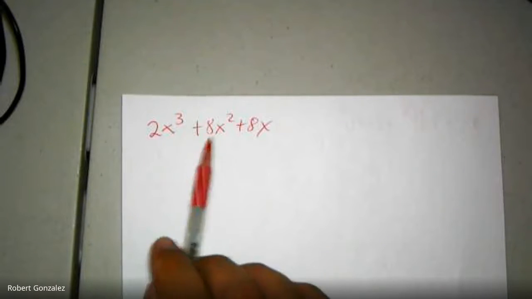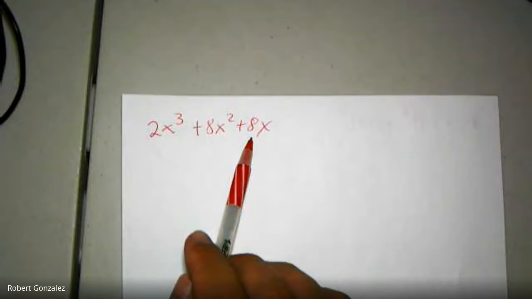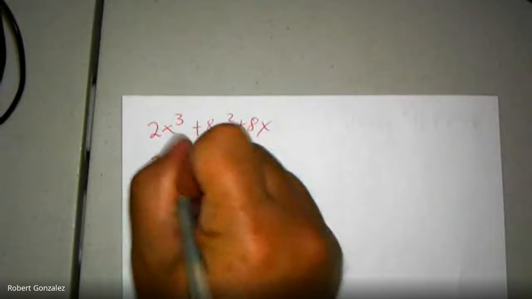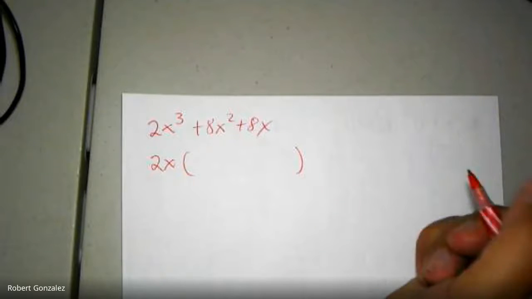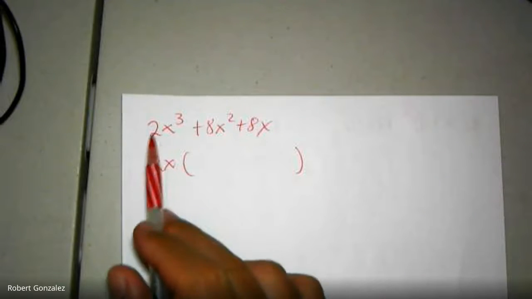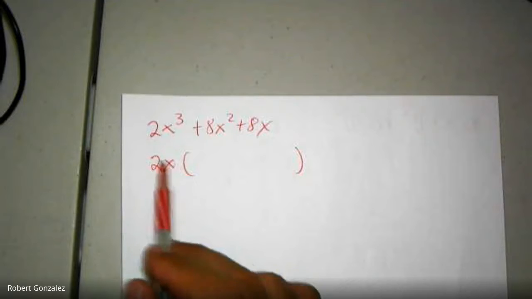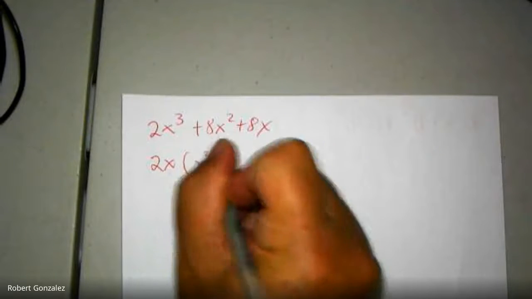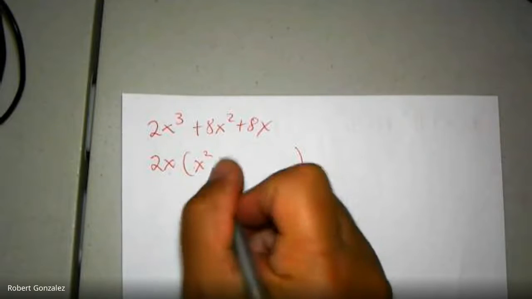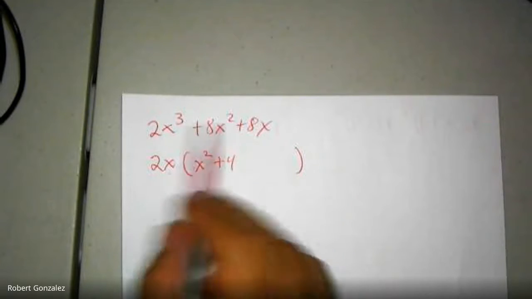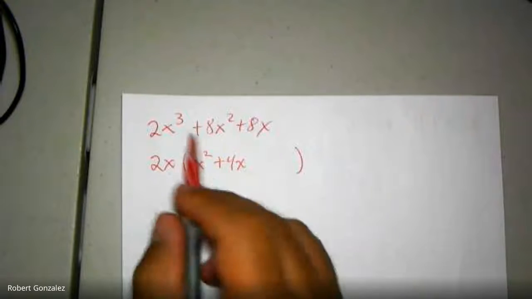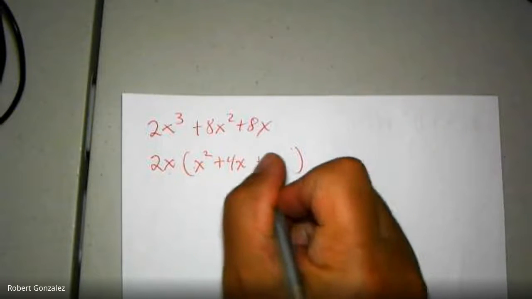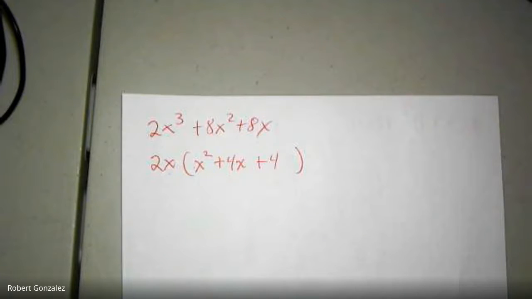I see that each of these terms has a 2 as a factor, and I see there's an x in each one. I'm going to factor out a 2x. Make it a little simpler. Factoring out means dividing, and when I divide 2 by 2, I get 1. X cubed divided by x is x squared. 8 divided by 2 is 4, and we're counting down powers. You can see it. We did 3, 2, 1. It's going to be 2, 1, 0. 0 is without an x term there.